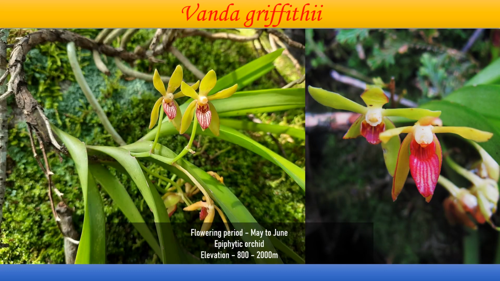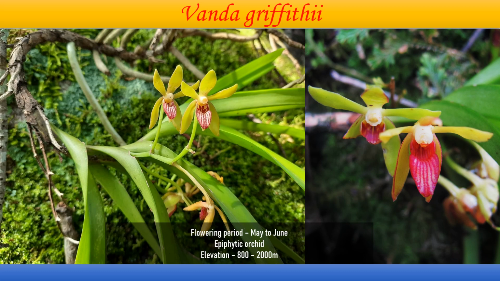Then Vanda griffithii. You can clearly see in this picture that it is an epiphytic one, and it has a symbiotic relationship with mosses. It has a very small flower, and what makes it different from others is the leaf variation, and it is as small as Vanda testacea. That much size it would be.